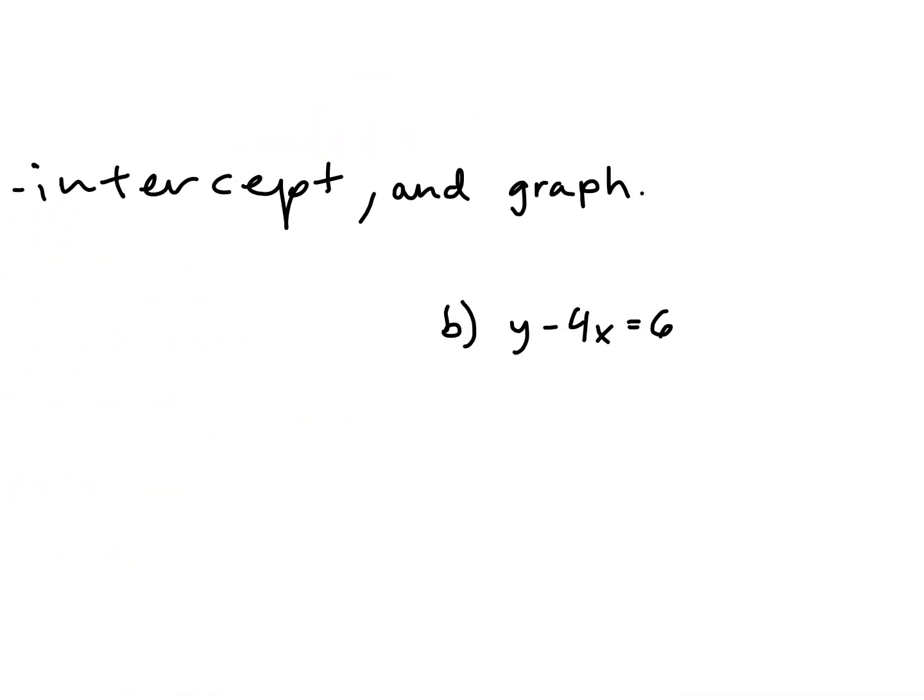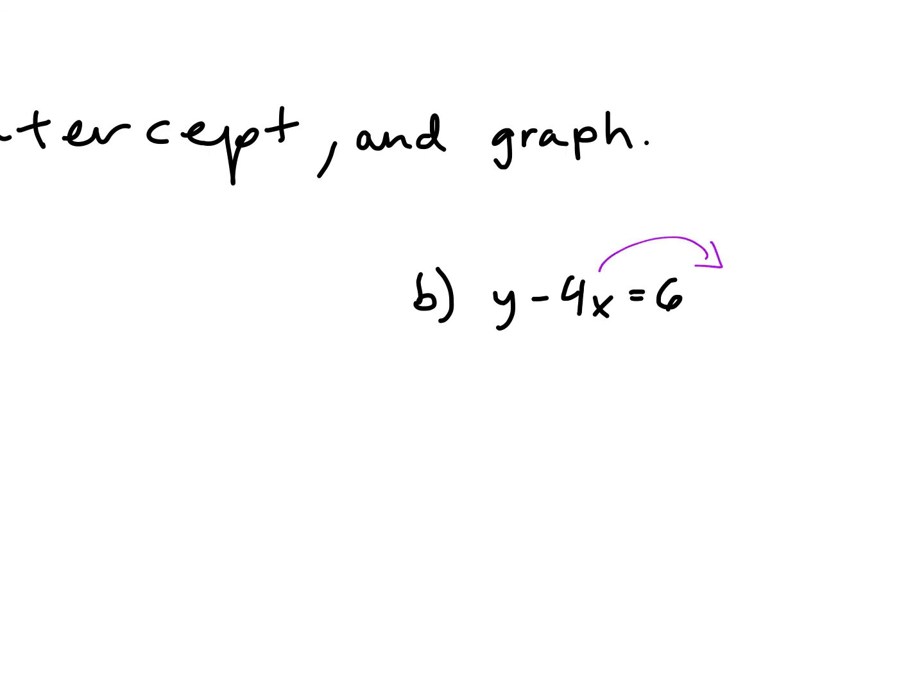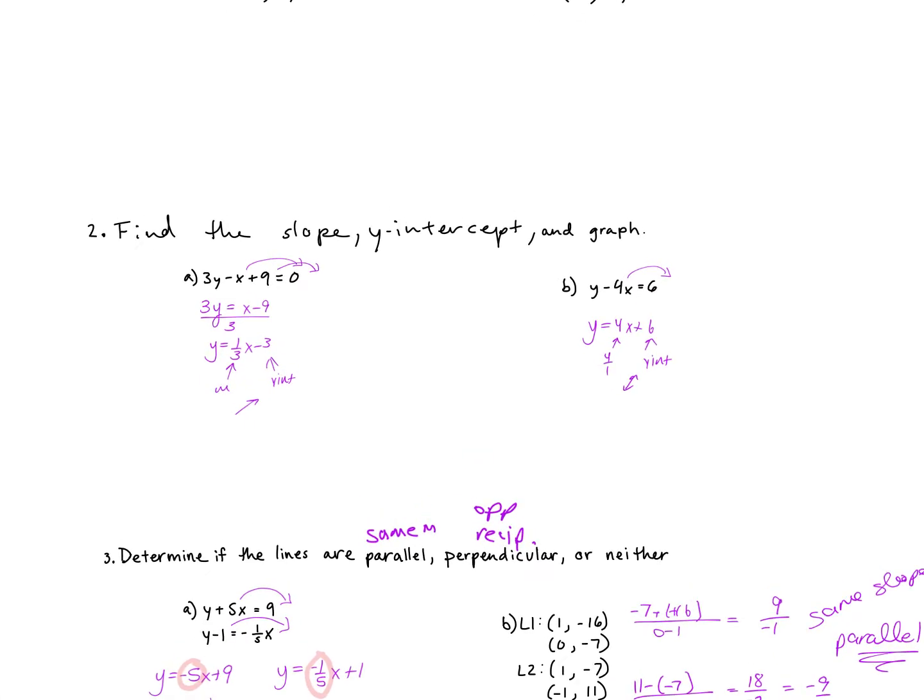All right, coming over here. Same thing. All we need to do here is just move this over. So I get y equals 4x plus 6. What's the slope? Positive. 4 over 1. What's the y-intercept? What kind of a line is it? Positive. Okay, good. I promise you there's one on your quiz. It's just easy like that.